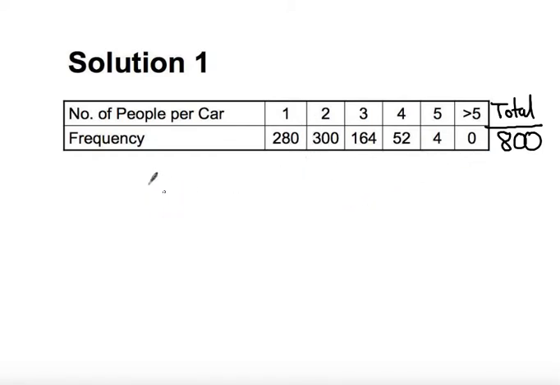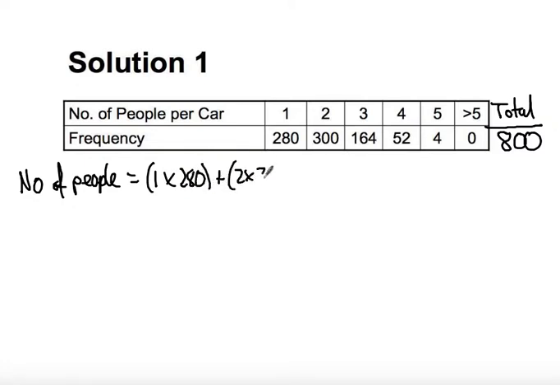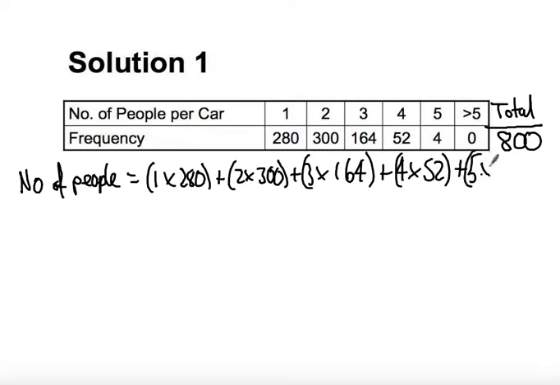Now what I want to know is the number of people in the cars. So the number of people can be calculated by doing the number of people per car times the number of cars. So 1 times 280 plus 2 times 300 plus 3 times 164 plus 4 times 52, and then finally plus 5 times 4. And I'm not going to bother with the last one because there's no people in that category.